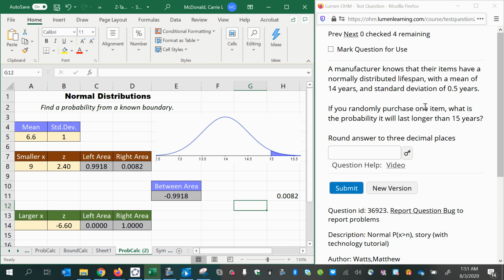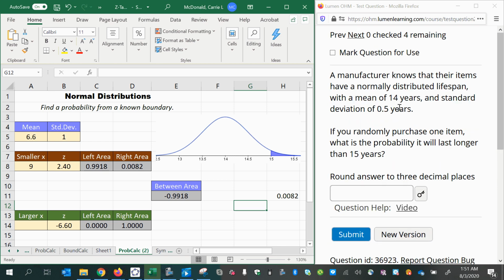A manufacturer knows that their items have a normally distributed lifespan with a mean of 14 years and a standard deviation of 0.5 years. If you randomly purchase one item, what is the probability it will last longer than 15 years? The first thing you should do is sketch out a bell curve because it says that these are normally distributed lifespans, which means bell-shaped.